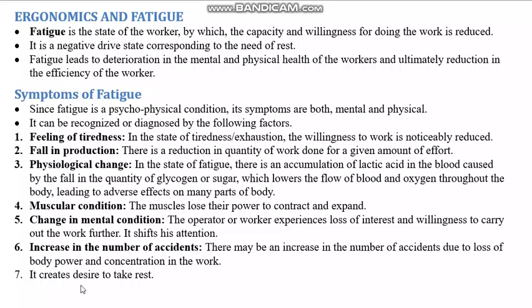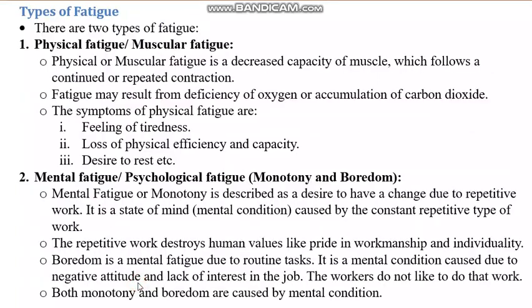Okay, and another symptom of fatigue is a great desire in that worker: now, I should at least sit somewhere. I should lie down somewhere for some time, or at least I should take a 5-minute break or 15-minute break, or I should just walk in the fresh air, or I should take some tea or something, some kind of rest he may want to take.